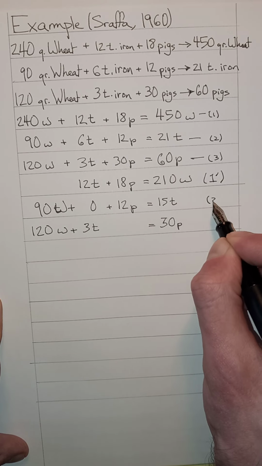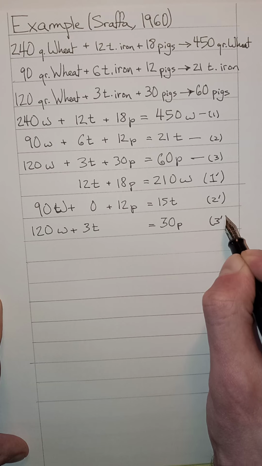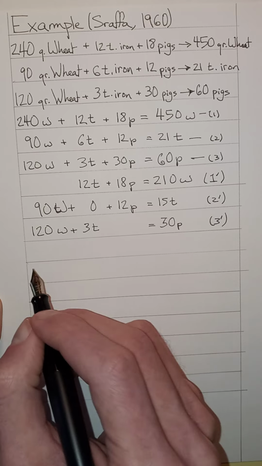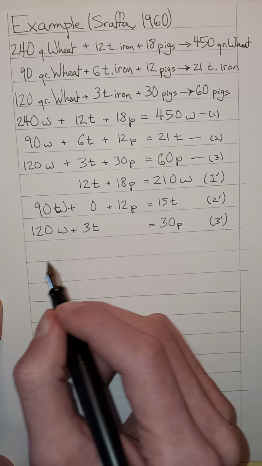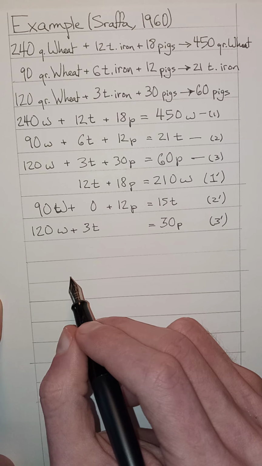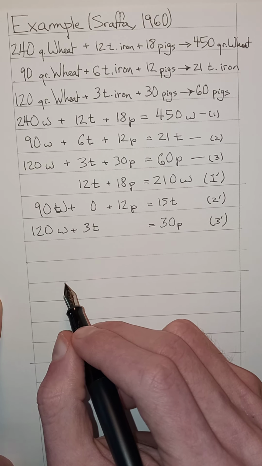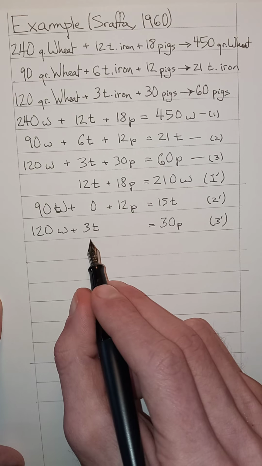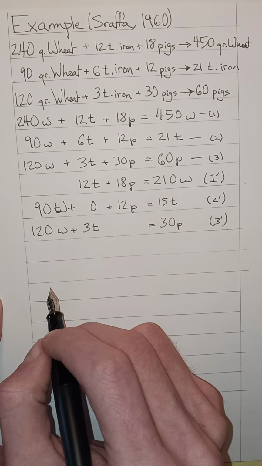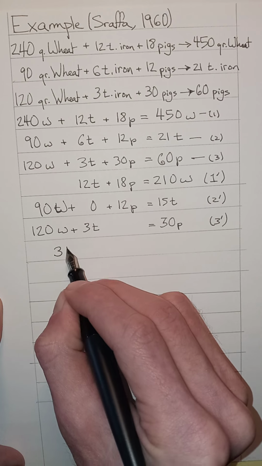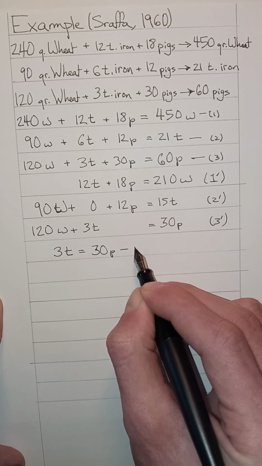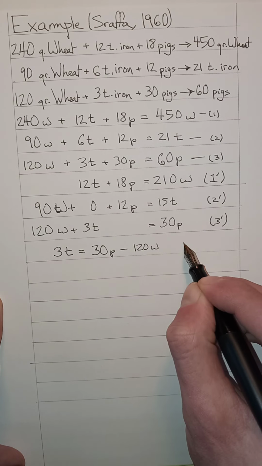This is, in some sense, the seller's perspective, the producer's perspective, what they need to set the value to in order for this economy to keep going. And we can pick any of these equations to eliminate one of the variables. For example, we can use the pig producer's equation to figure out that the value of 3 tons is equal to the value of 30 pigs minus 120 quarters of wheat.